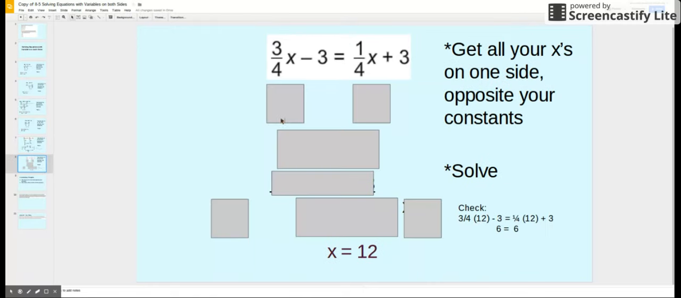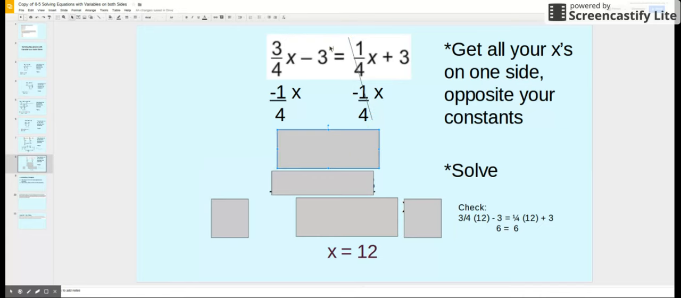All right, and then in this last example, we have 3/4 x minus 3 is equal to 1/4 x plus 3. So in this case, we want to get our x's on one side. So I'm going to move this 1/4 x. It really doesn't matter which one you move, but I just don't want negatives. So I'm going to subtract 1/4 x on both sides. My 1/4 x minus 1/4 x, those two cancel out. And I'm just left with 3 on the right is equal to 3/4 minus 1/4, which is 2/4 x minus 3. Okay, so here we know how to solve this.